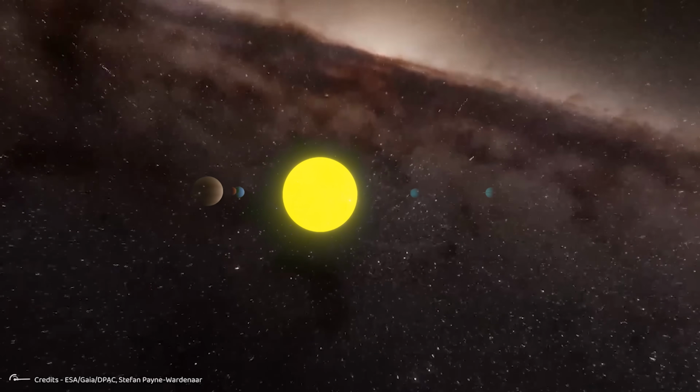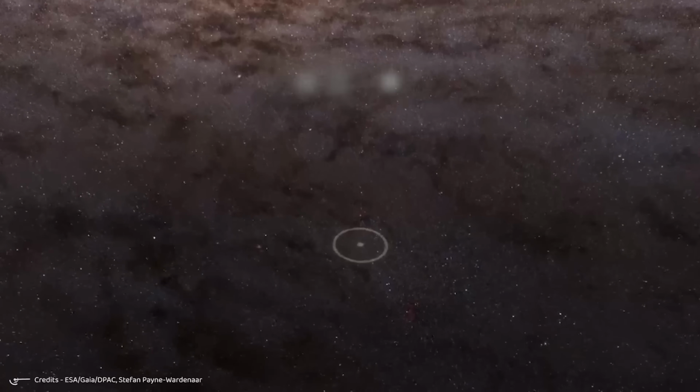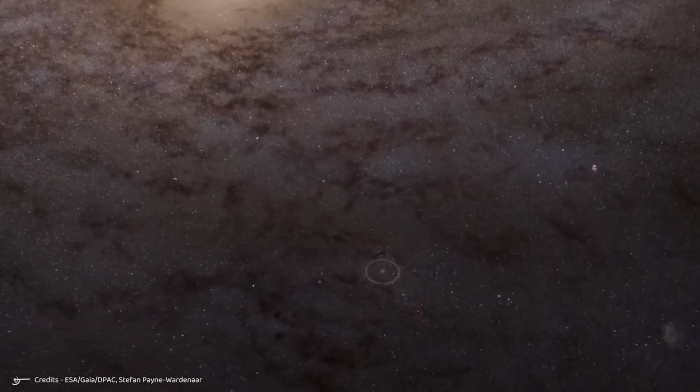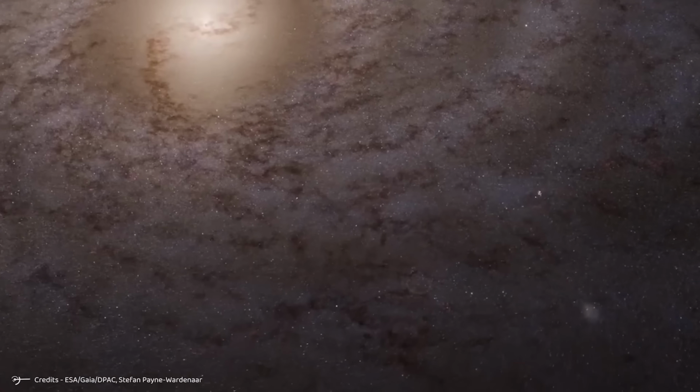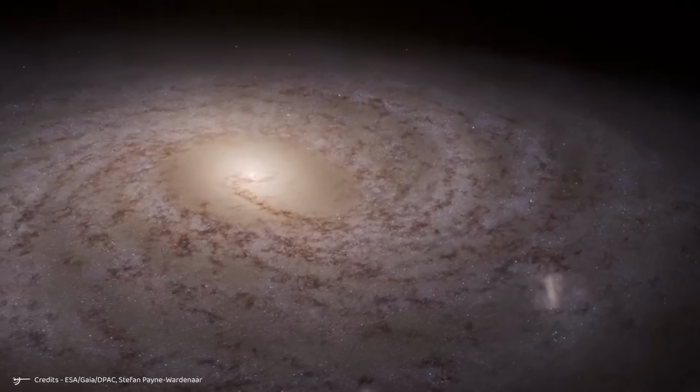The sun travels around the Milky Way at approximately 515,000 miles per hour, but because of that 60-degree tilt, our motion through the galaxy isn't perfectly horizontal. We're cutting through it at an angle.